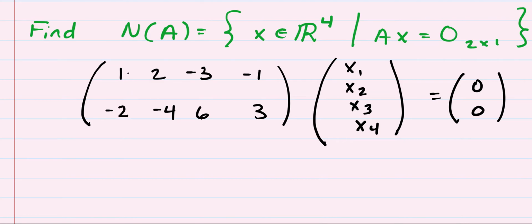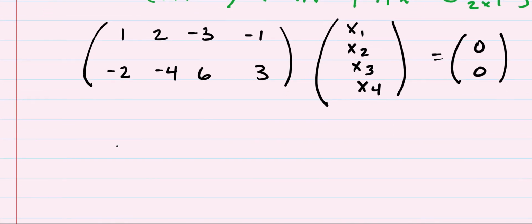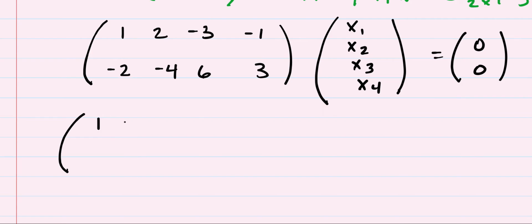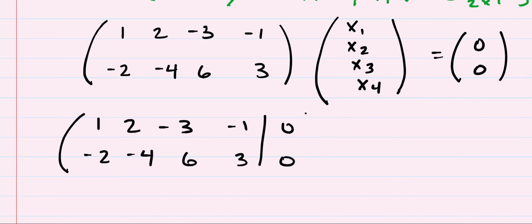Well, if you multiply these matrices, you get a system. You get that x1 plus 2x2 minus 3x3 minus x4 is 0, and negative 2x1 minus 4x2, and so on, that's equal to 0. So all you have to do is put this in an augmented matrix and get this augmented matrix in reduced row echelon form.